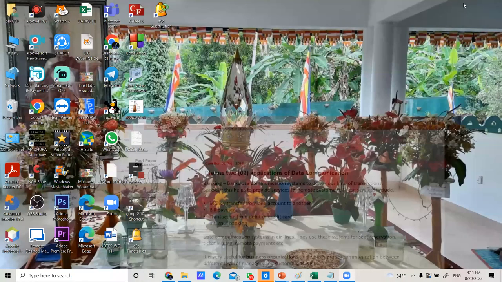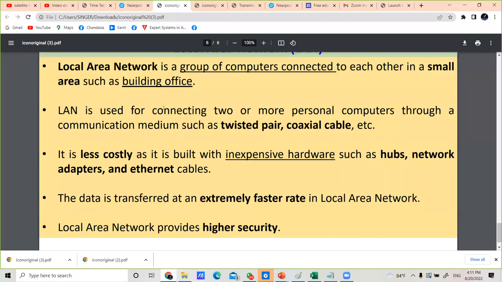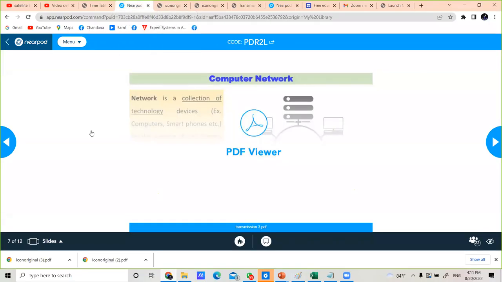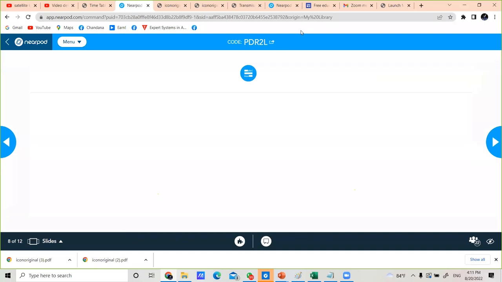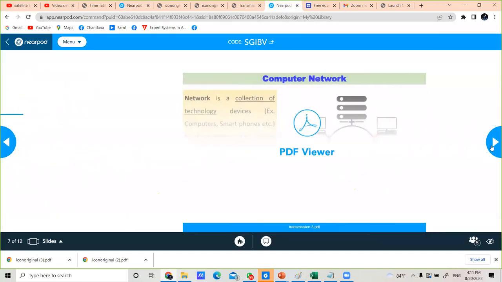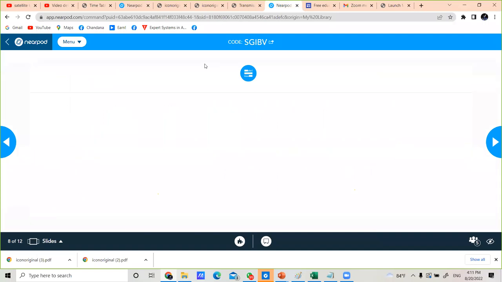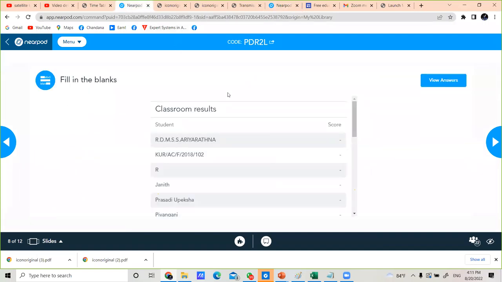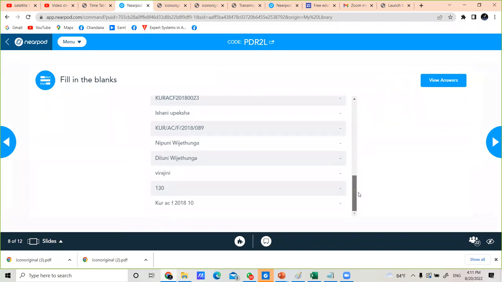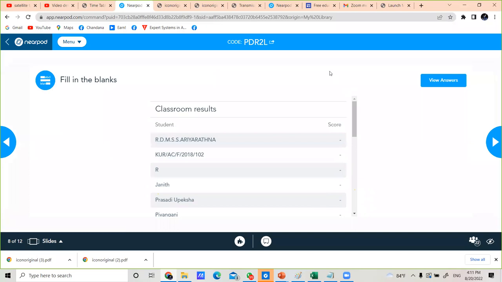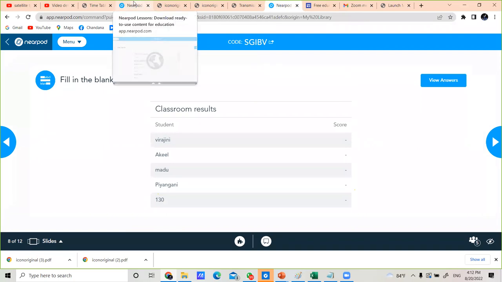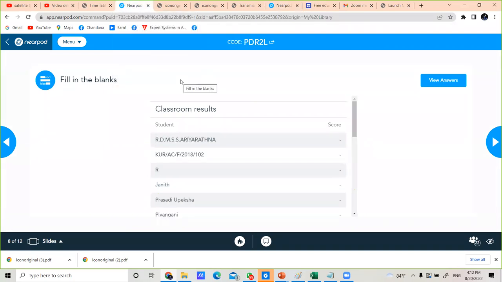Back to the activity sheet. I think all of you are still in the activity tool. Here also there is a fill in the blank exercise. Spend 5 minutes. Try to complete it, 5 to 7 minutes, maximum 7. Right. You can start it now.